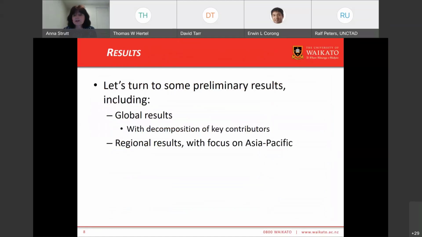So given the three scenarios that we've got: the first scenario with the 2019 carbon taxes in place, the second scenario of the 2019 carbon tax plus the border tax adjustments for the EU region, and then the third scenario, A and B, with the $10 and the $50 carbon taxes, let's turn to some preliminary results. Have a look first at some global results, including some decomposition of the key contributors. And also we'll have a little look at the regional results with a focus on some of the Asia-Pacific results.